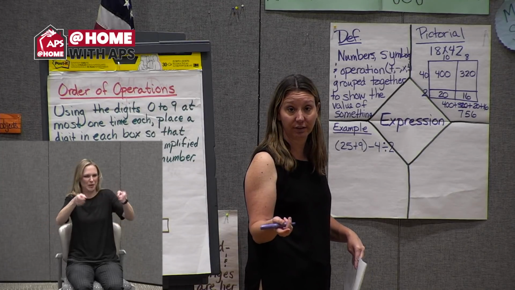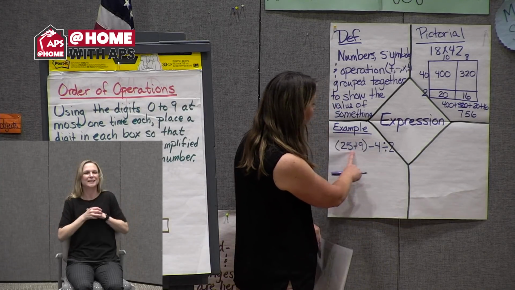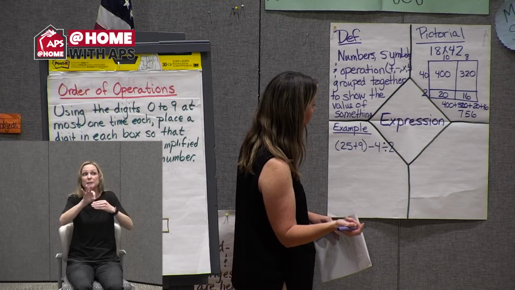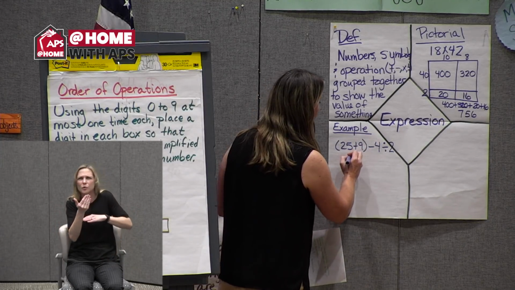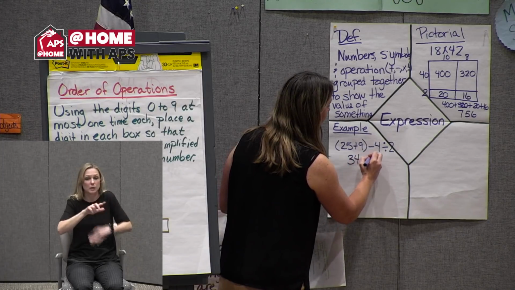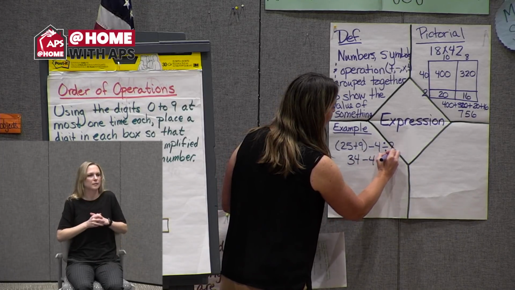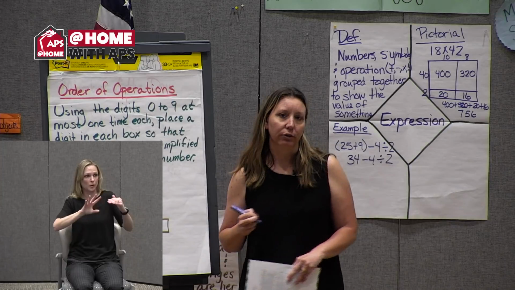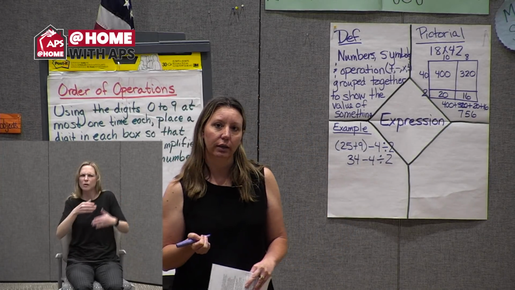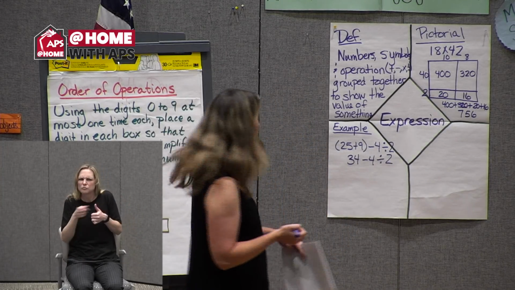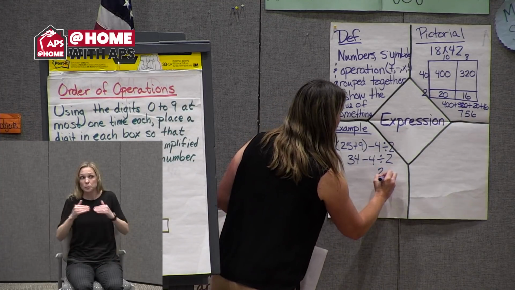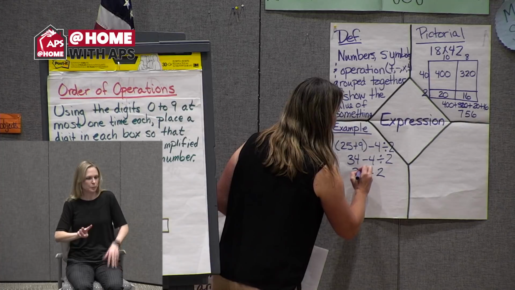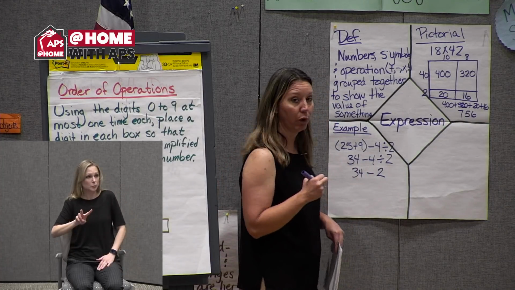Parentheses. We got to do the parentheses first, right? So 25 plus 9 is, my 9 and 5 make 14 plus 20 is 34. And then I bring down the rest of it. So what do I do first? The subtraction or the division? Right? The division. So what's 4 divided by 2? 2. And then we bring down our 34 minus 2. And what does that get us?